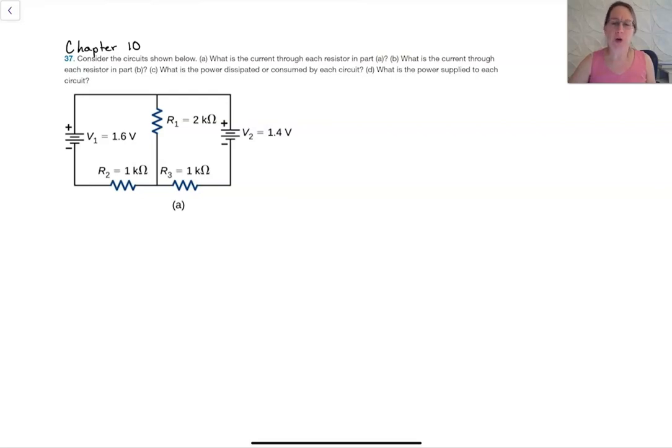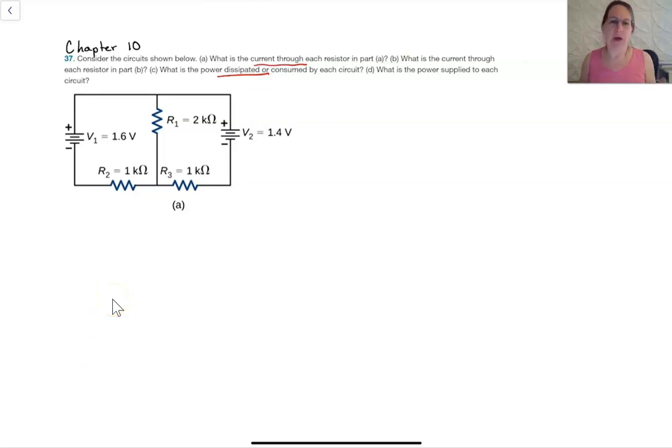This is the first part of problem number 37 from chapter 10. There are two circuits here, so we're just going to do the analysis they ask for this first circuit. The two things that we really need to find are the current through each resistor in part A, and then the power dissipated or consumed by each circuit.